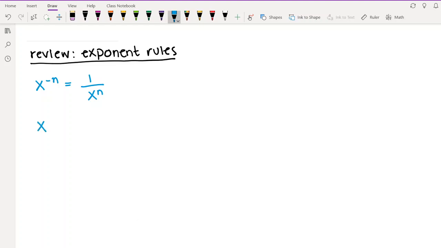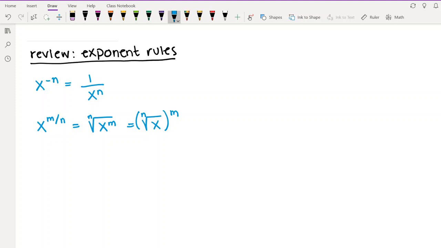Another one that's good to know is that if you have x to the m over n, that is the nth root of x to the m. Or you could also do it as the nth root of x all raised to the m. Either of those is fine. The first one is the way that people more typically will write it, but they're equivalent. You would get the same answer either way.